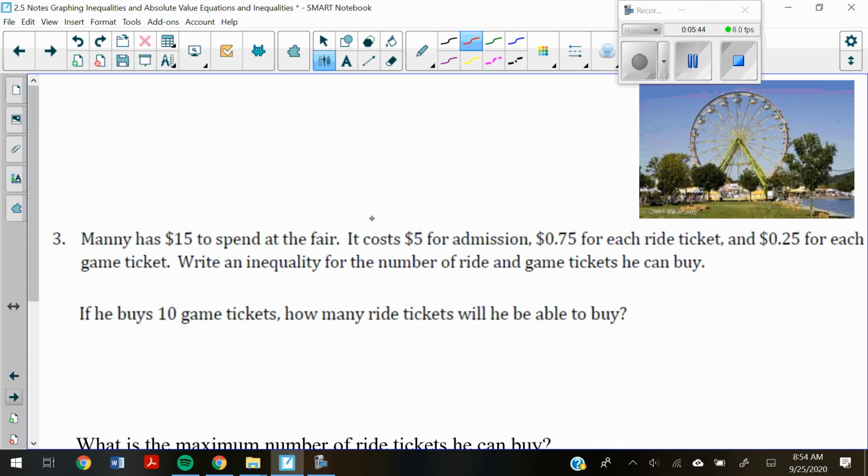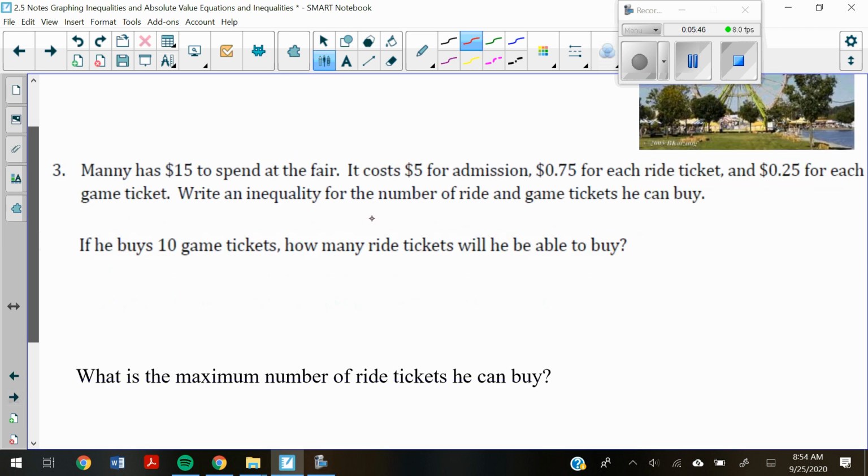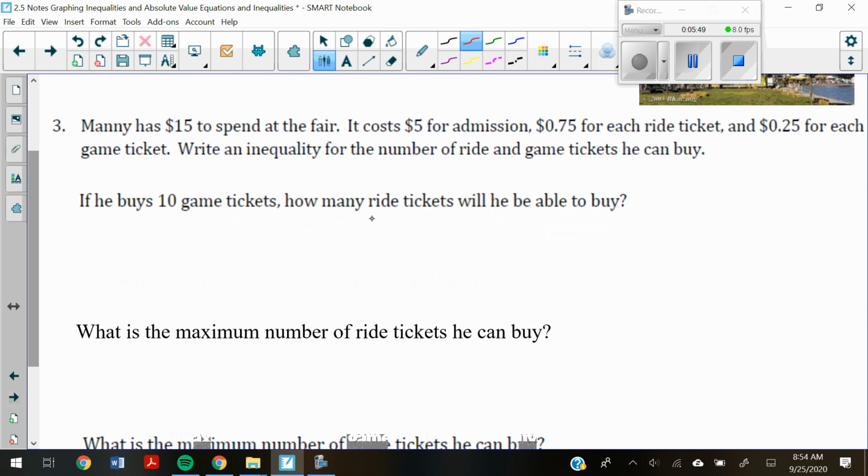All right, Manny has $15 to spend at the fair. The cost is $5 for admission, 75 cents for each ride, and 25 cents for each game ticket, and write an inequality for the number of ride and game tickets he can buy. All right, so we want to write that inequality.